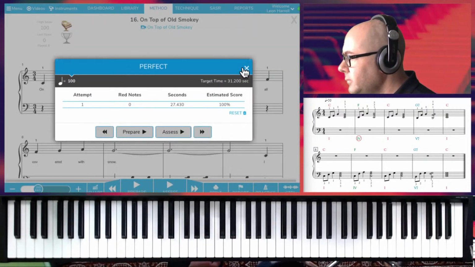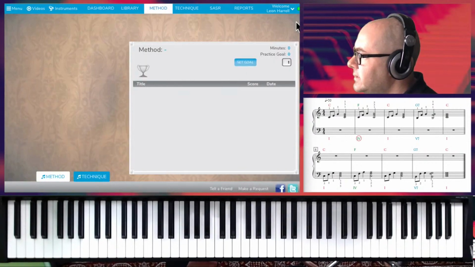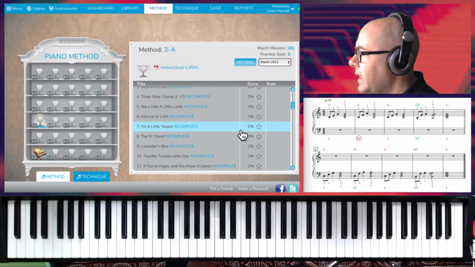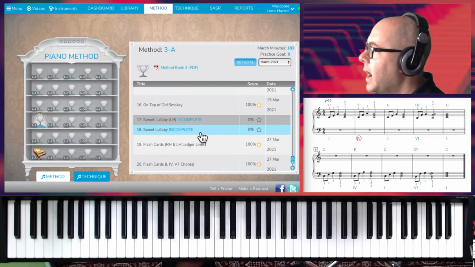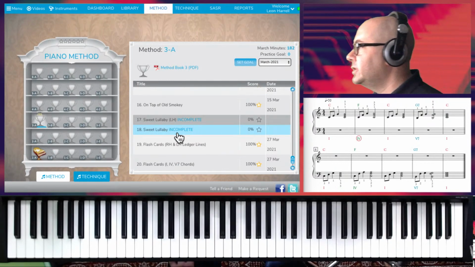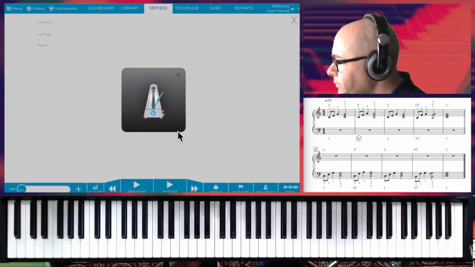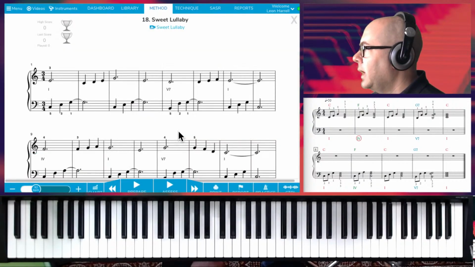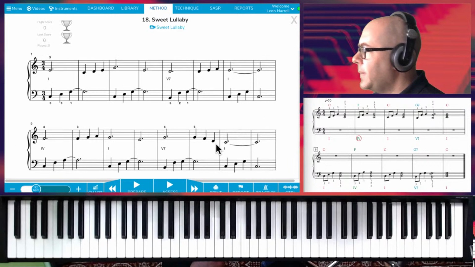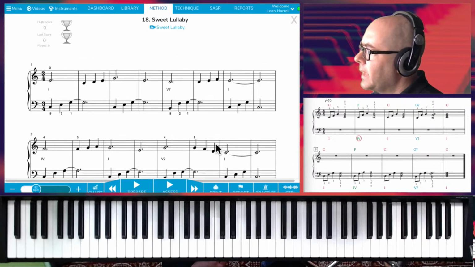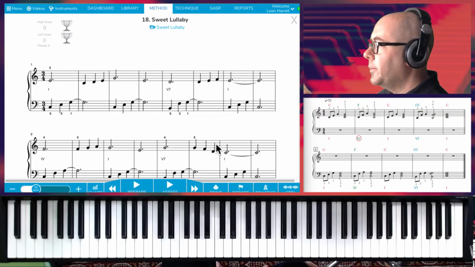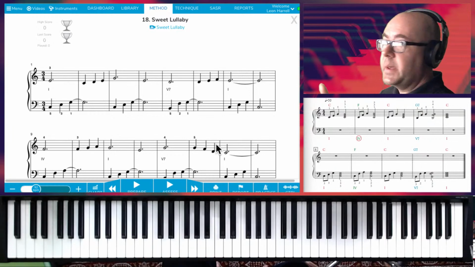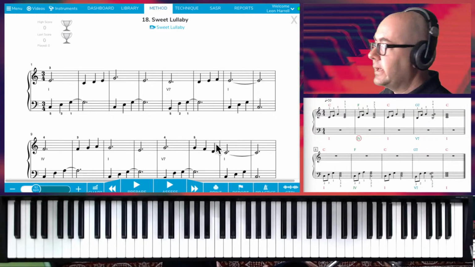Excellent. Okay, they wrap up this method book with a handful of more tunes that we haven't played. Maybe we'll wrap up with this one, which is Sweet Lullaby, in 3/4 time. And here we're starting to arpeggiate, or break apart the chords, spaced out in time, or linearly, I guess you would say.